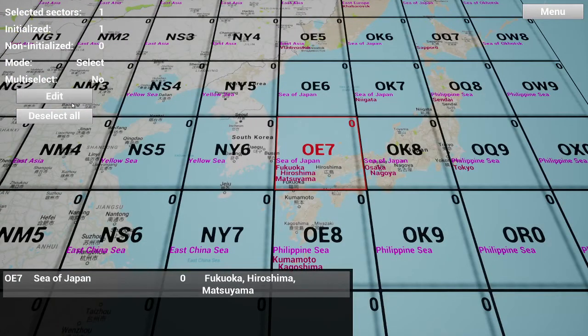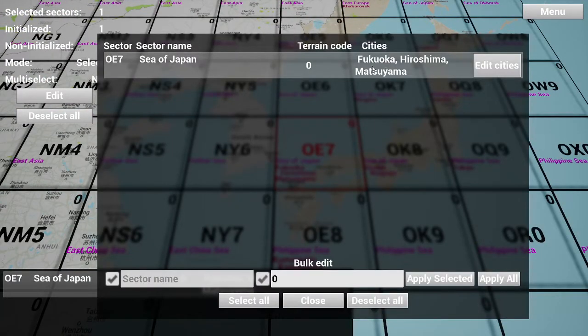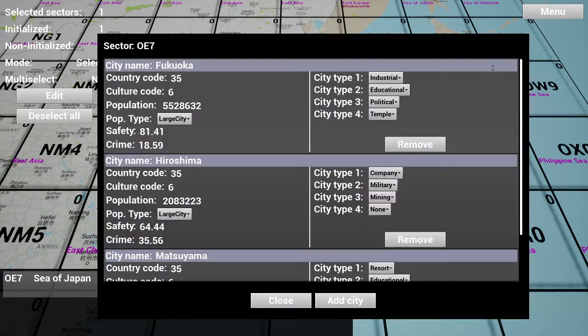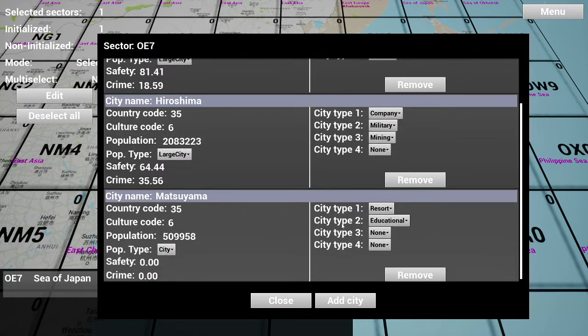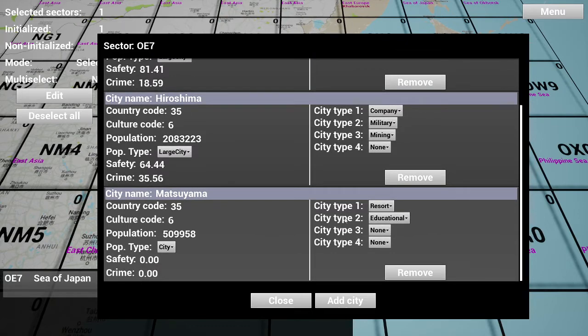But let's take a look at some of these other cities that we've done. So you see Hiroshima, Matsuyama, and Fukuoka. So yeah, you see temple, political, educational, industrial. So pretty cool. So that's the world map for Superhero Tactics.